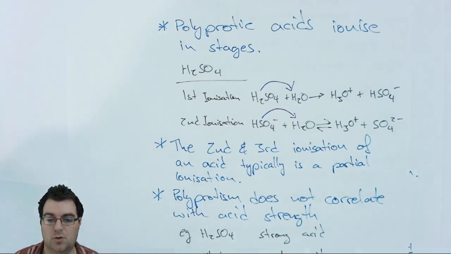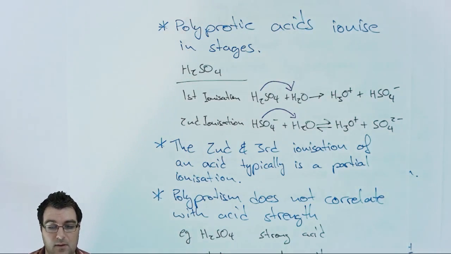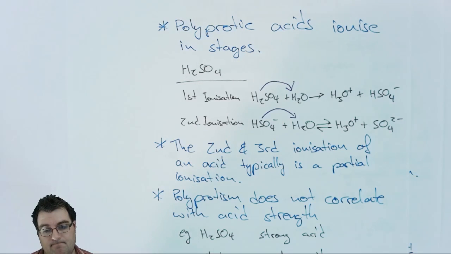Now, on top of this, a thing to note is that when you have a second or a third ionization of a polyprotic acid, that typically only forms a partial ionization. Okay? And the reason for that is actually pretty straightforward. It creates an equilibrium situation where you only have part of your chemical species reacting with water. But the whole reason for why that happens is really straightforward.